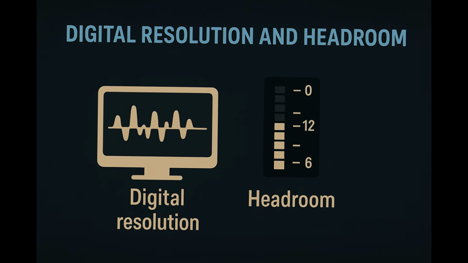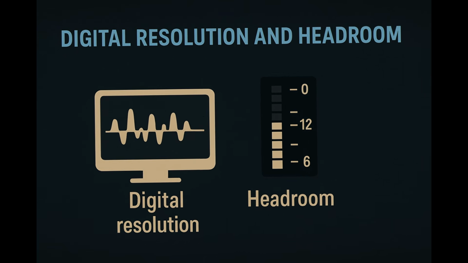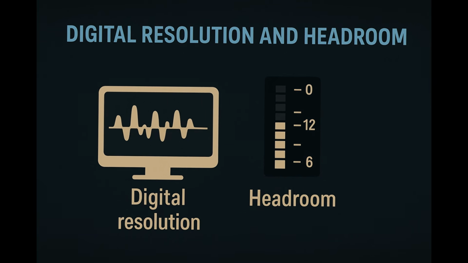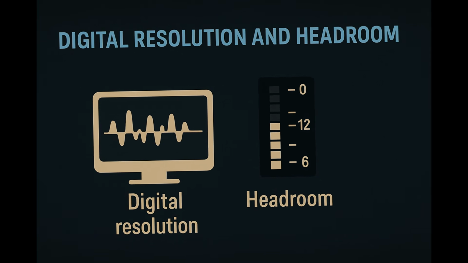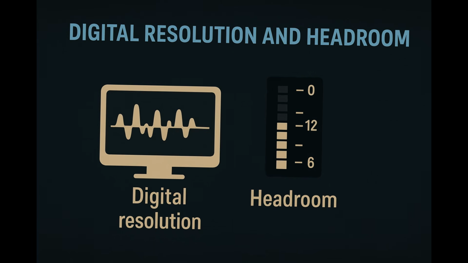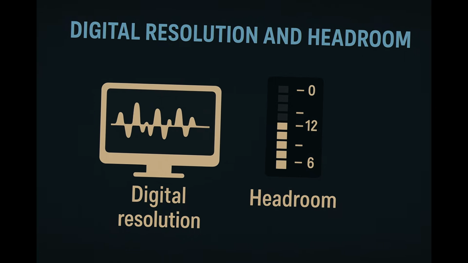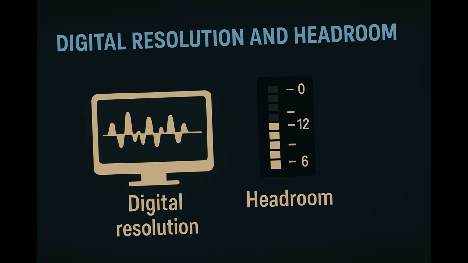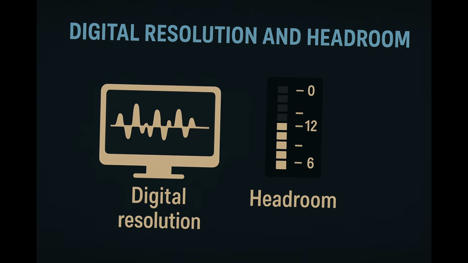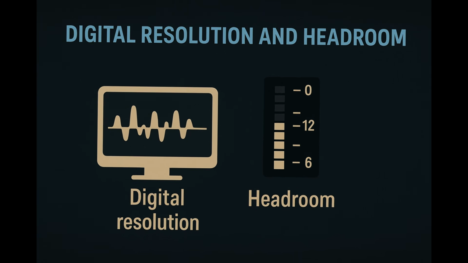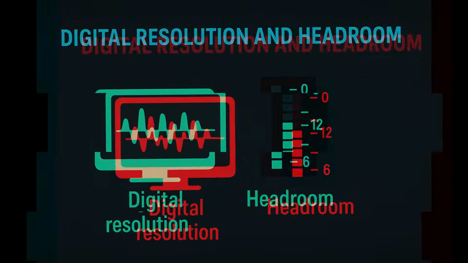Digital resolution and headroom. Every 6 dB down from full scale means 1 bit of resolution lost. For example, a signal at minus 60 dBFS is only using about 8 bits out of 24. That is why it is important to keep your levels healthy, not too low, not too hot. Goal: preserve detail while giving your signal breathing room.